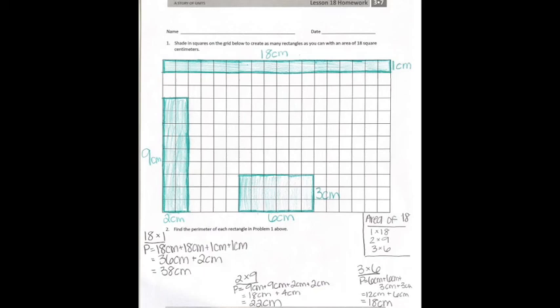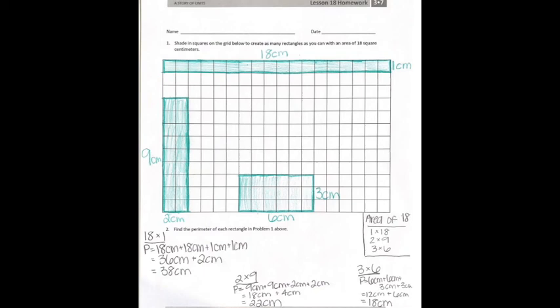I used those multiplication facts to draw the rectangles inside the grid, and make sure that you label them with the length and the unit number. So 18 centimeters, 1 centimeter. I drew those three. Of course, yours can be 2 times 9 going the horizontal way and 3 times 6 going the vertical way, as long as you have these numbers, because these are the only ways you can create an area of 18.